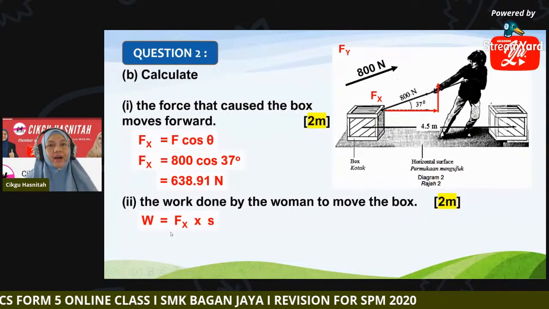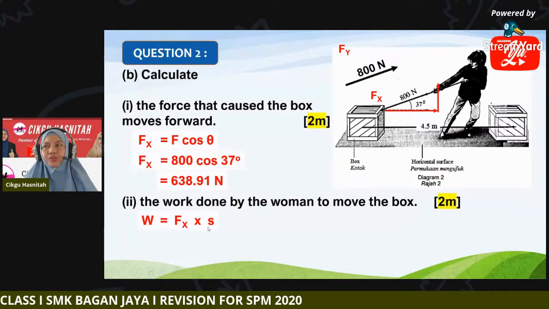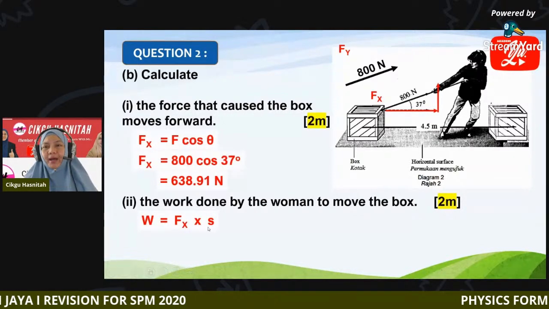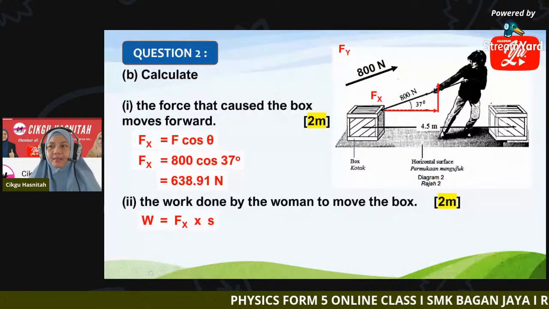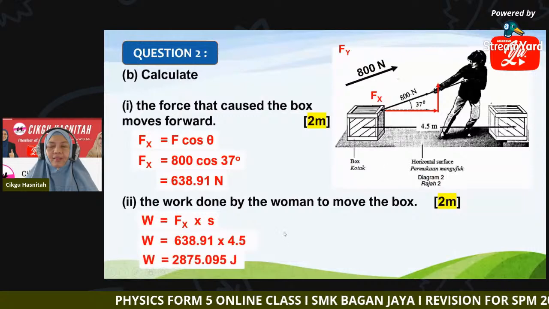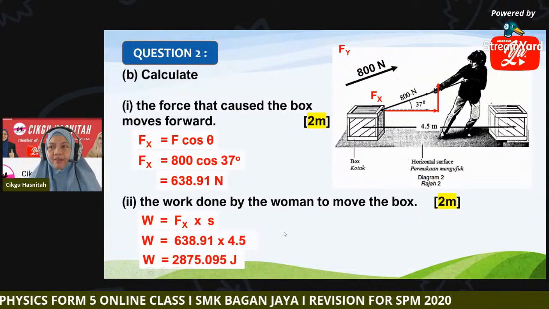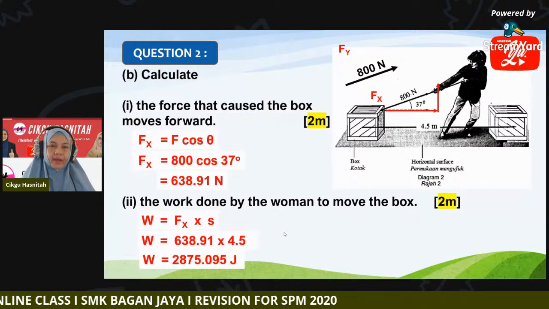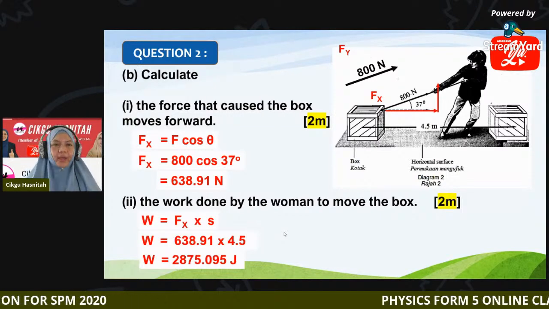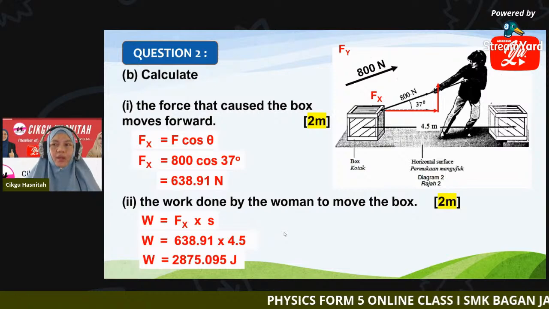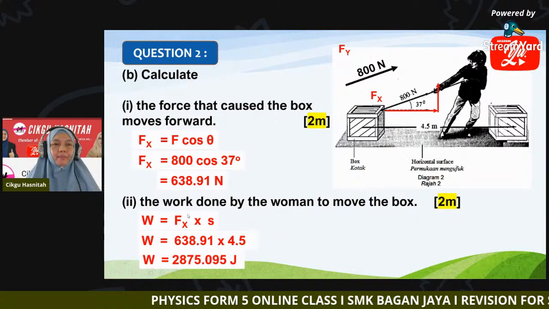How far the box has moved? It shows in this diagram 4.5 meter. So by this, the work done is 2,875.095 joule.